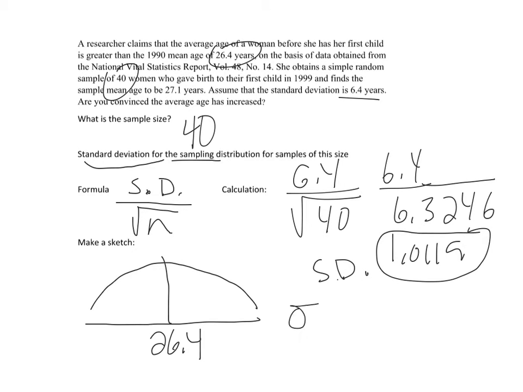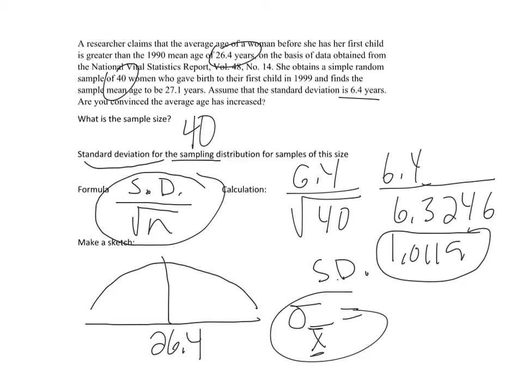Some textbooks will use this notation for that, where it's the population standard deviation for all those different X bars. Don't get hung up on the notation. Remember, we're looking for a standard deviation for a sampling distribution. That's all you need to remember when we're dealing with sample means. So we've got the shape, the spread, and the center.